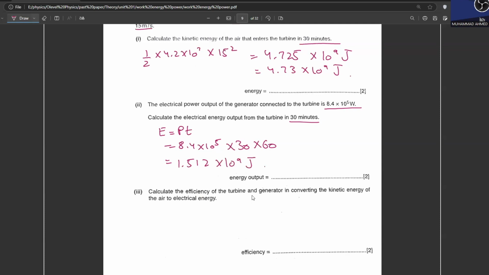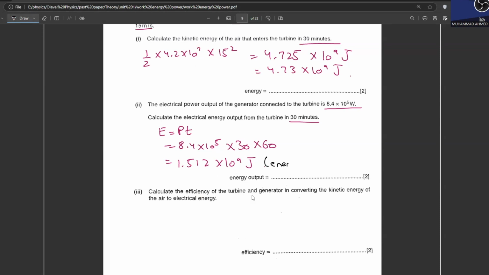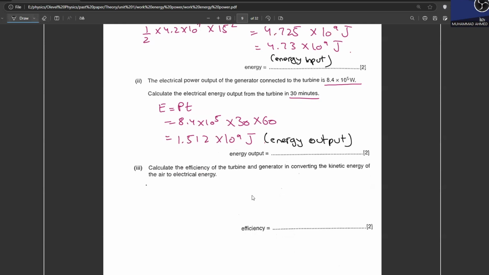Calculate the efficiency of the turbine and the generator in converting the kinetic energy of the air to electrical energy. Okay. So basically, what is this? This is the energy output. And this is what? This is the energy input from the air. Can I calculate the efficiency? Yes. Efficiency is the formula of what?